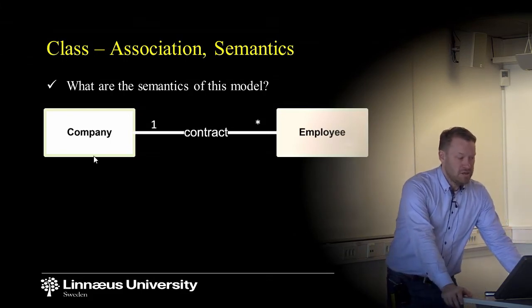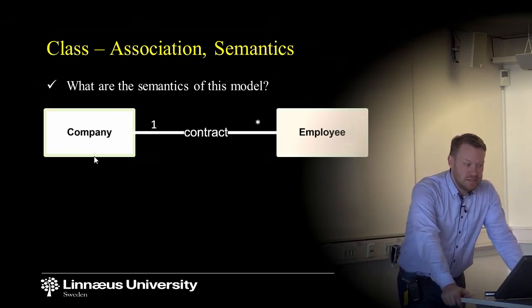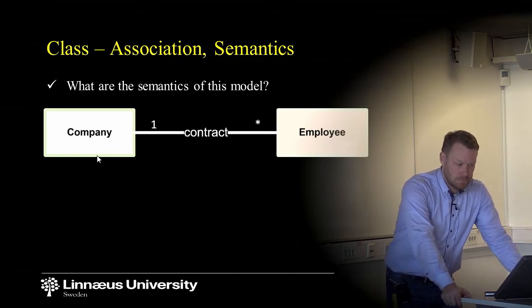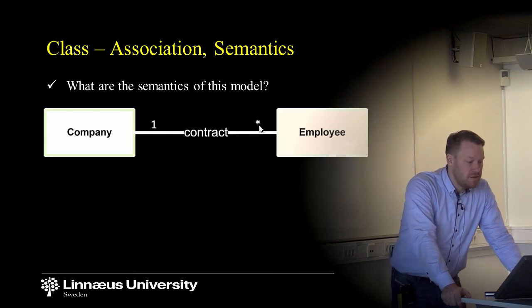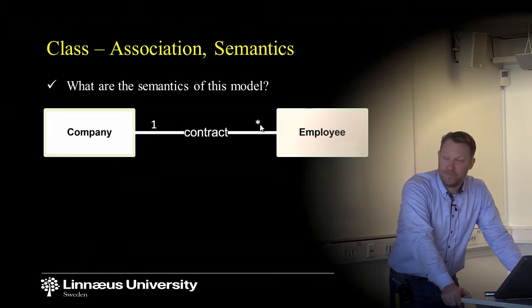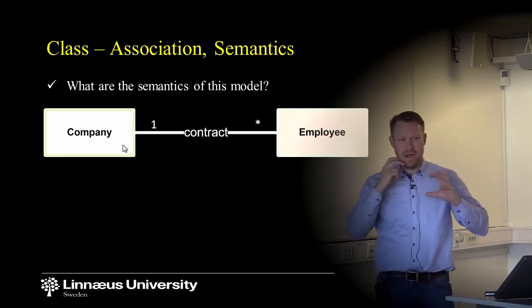If you look at the semantics, we can instantiate objects of this, and we can instantiate objects of that. And you see that I've added some numbers here. One, and then this is not a number, but the asterisk, or star, represents any number, like a wild card. So what would be the interpretation of this? What can you say about the object level?